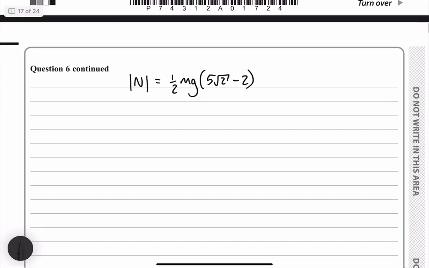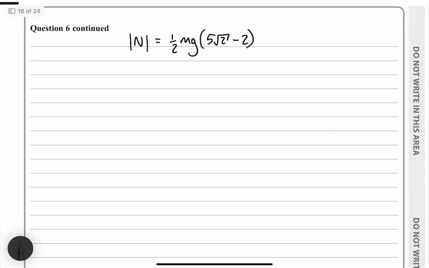Drop a comment in the comment section if you can see where I went wrong there. But that's the end of question 6.